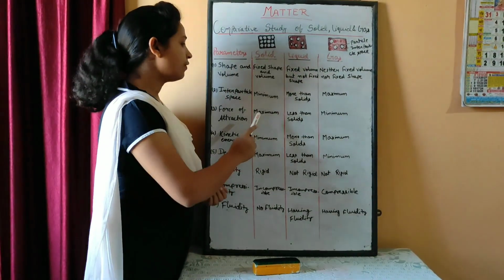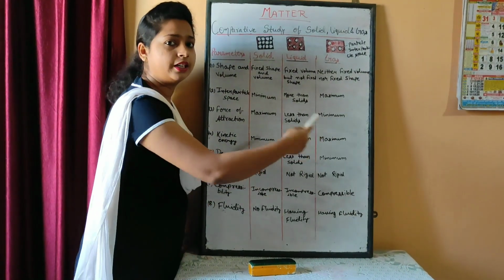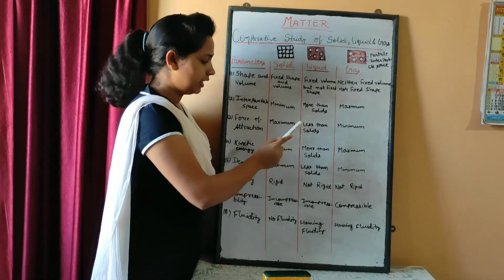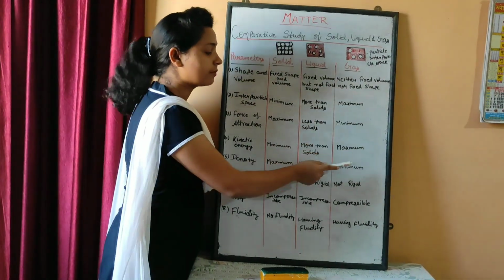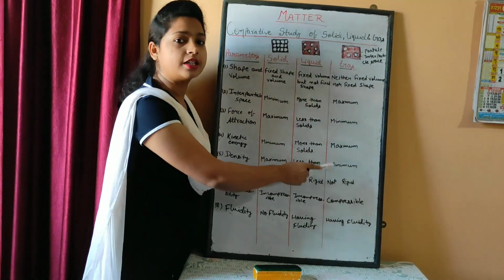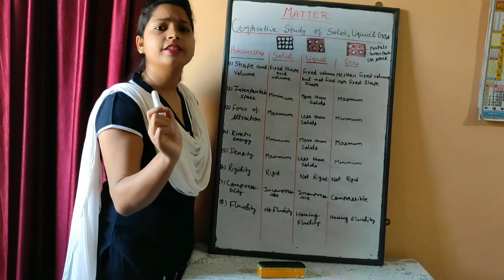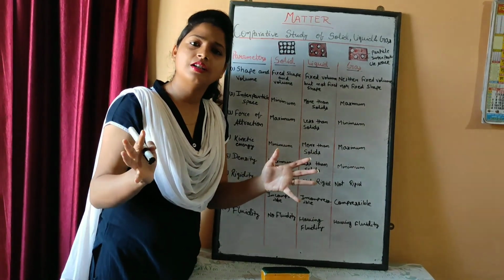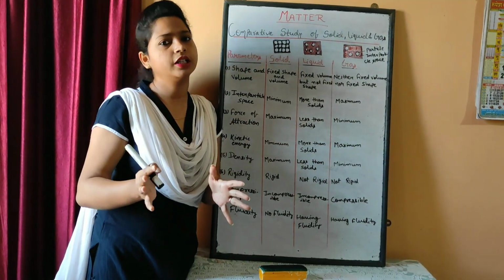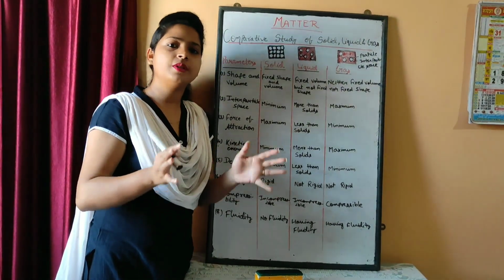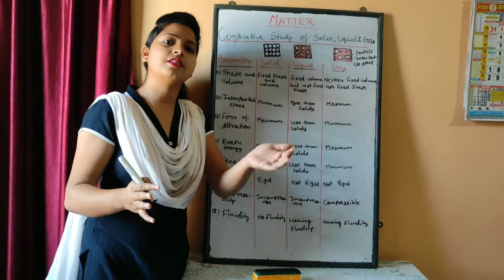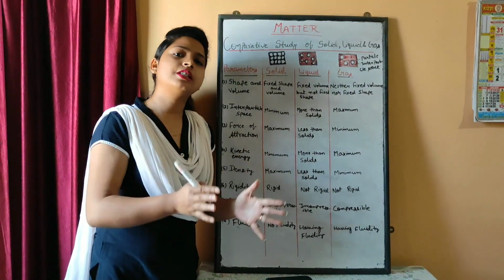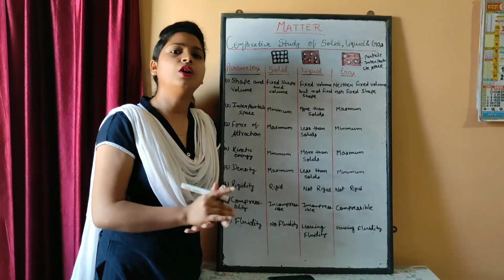So the density of solids is maximum among all the three states of matter. It is less than the solids in the liquid state, and it is minimum in the gaseous state. The very prominent reason behind it is that the volume of gases is very large as compared to solids and liquids. Since the volume is very large, the density is very low, because we know that density is inversely proportional to volume.